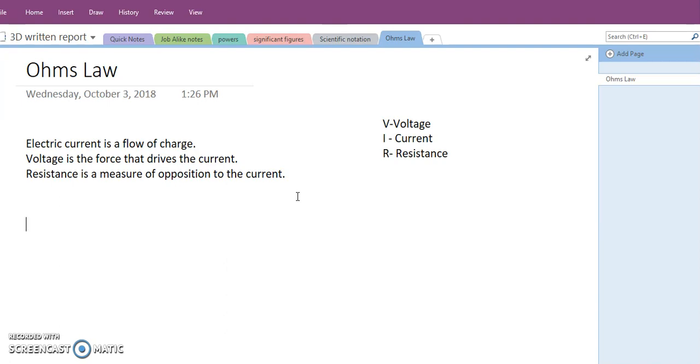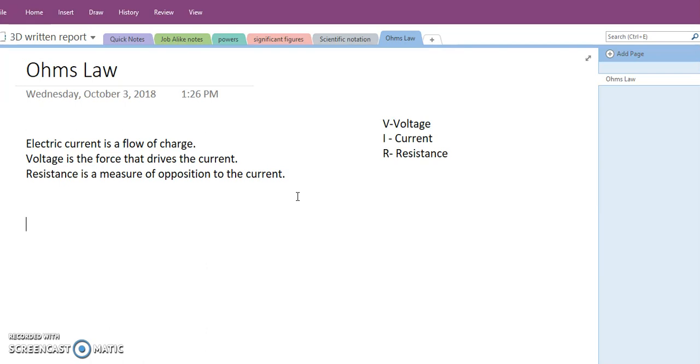Electric current is a flow of charge. Voltage is the force that makes the current move. And resistance is a measure of opposition to the current. In other words, it resists the current and it can be measurable. Now, for the purposes of this lecture and for the rest of the class, and most likely the rest of your life, if you're going to do electricity and electronics, voltage is denoted by letter V, current is denoted by letter I, and resistance is letter R.